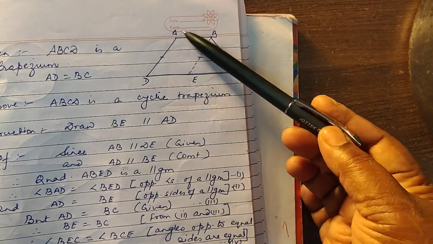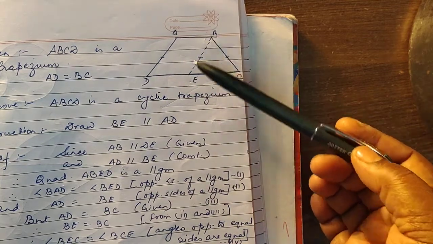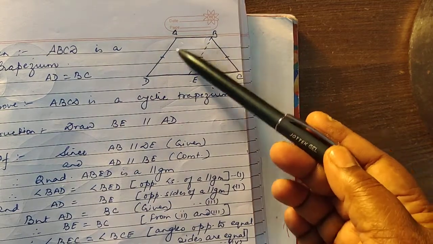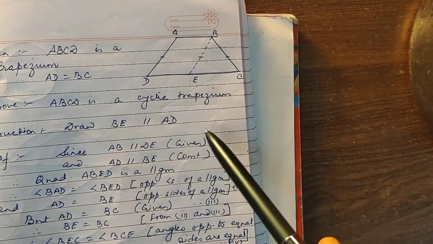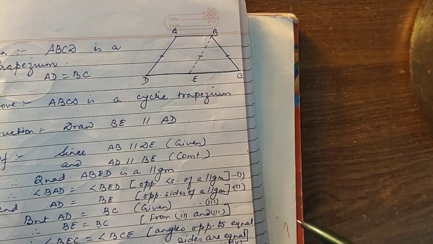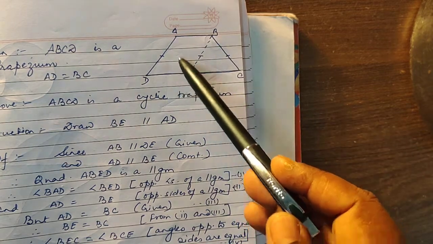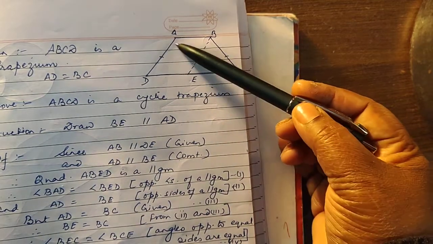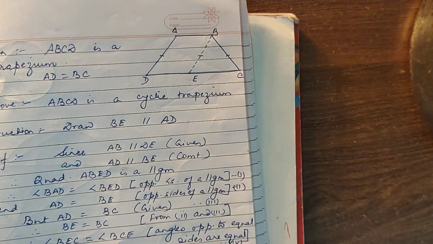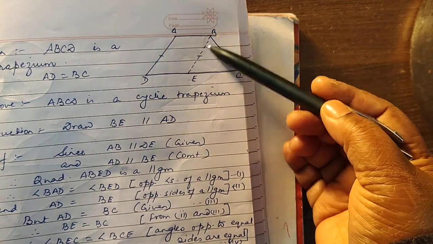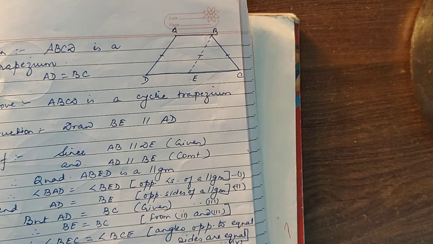Now we know that in a trapezium one pair of opposite sides are parallel. Now since AB is parallel to DE and AD is parallel to BE by construction, therefore ABED, this quadrilateral, will be a parallelogram. Now if this is a parallelogram, angle BAD will be equal to angle BED. This angle will be equal to this angle. We know that opposite angles of a parallelogram are equal. Similarly, AD will be equal to BE. Why? Because opposite sides of a parallelogram are also equal.